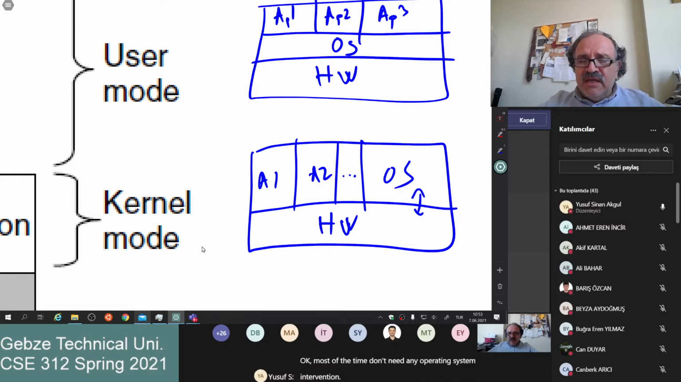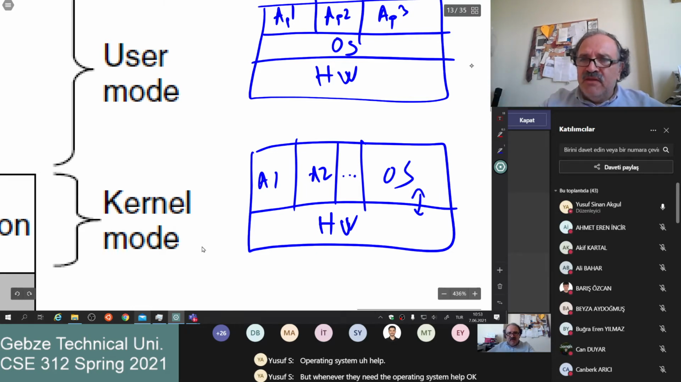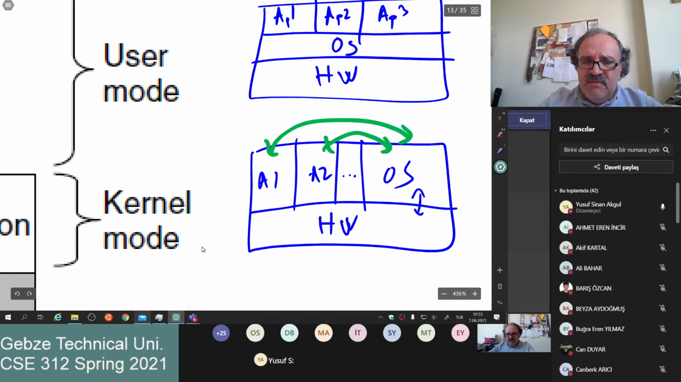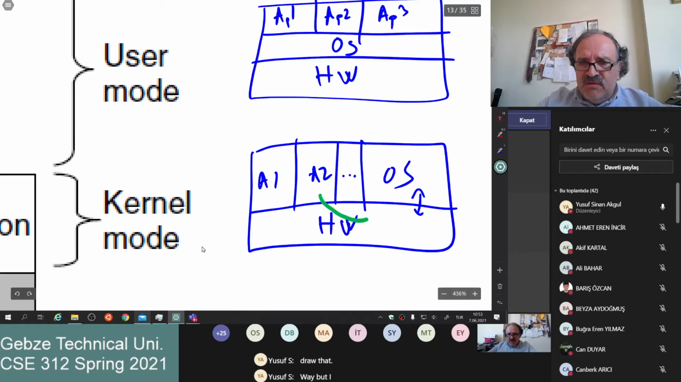Okay, they directly run on the hardware, they increment the registers, they copy the registers, they do the multiplication, etc. Right? So they don't need much operating system help. But whenever they need the operating system's help, they communicate with the operating system by doing a system call. And actually the system call goes this way. Let me draw it this way. So it goes that way, and it goes that way.